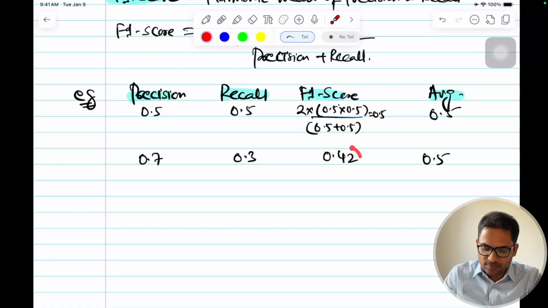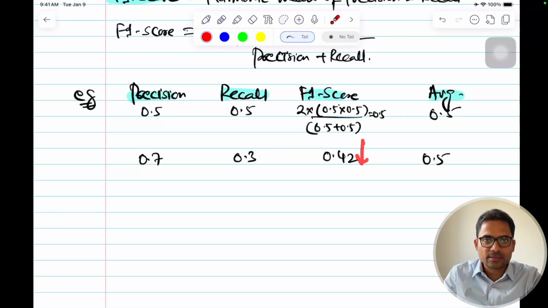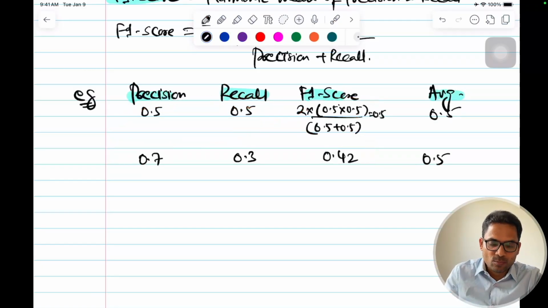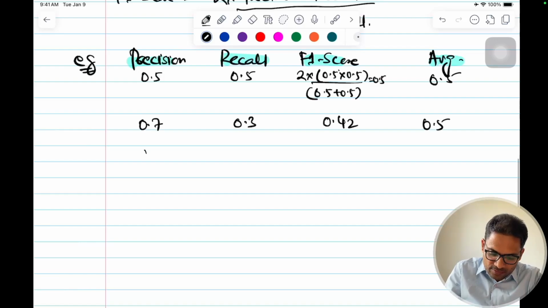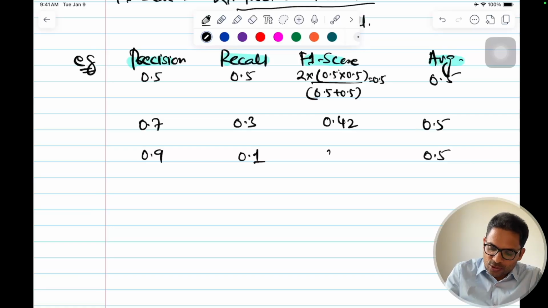But you see now the F1 has become less because the recall has gone down. So it should show that it is less, that this is worse than the previous score. Similarly, if the values become more extreme on one side, say I have 0.9 as precision and 0.1 as recall, what will my average still be? It will still be in the middle. But the F1 score, if you see, will go down to 0.18.